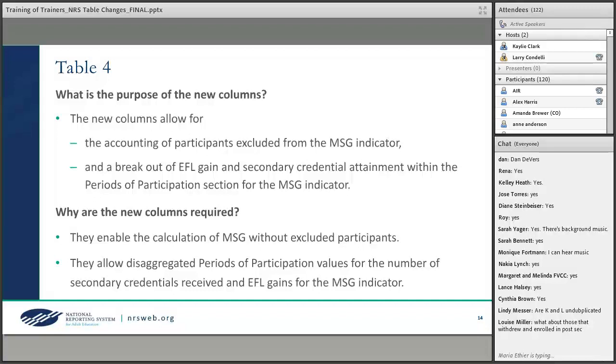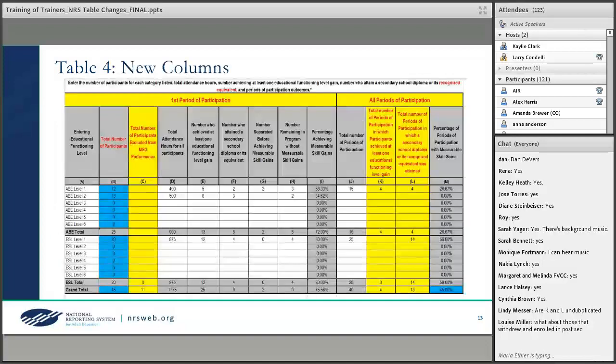K and L are, what is the question? Unduplicated. K and L unduplicated. Let me take a look. Well, they're numbers of periods of participation, so if they would not be, oh, I see what you're saying. Are the one or the other unduplicated? Yes. So if your person got an MSG for educational functioning, you put them there, and one that got a period of participation, you put them in L.